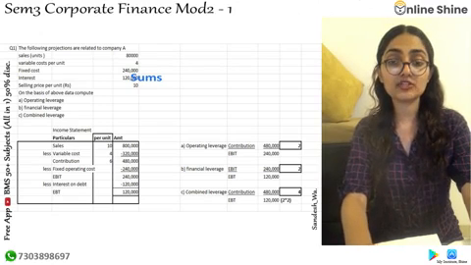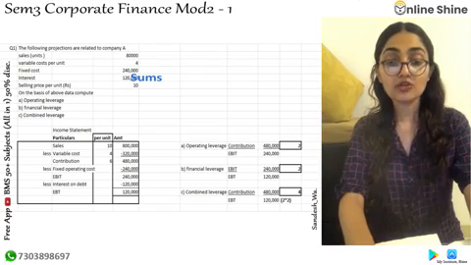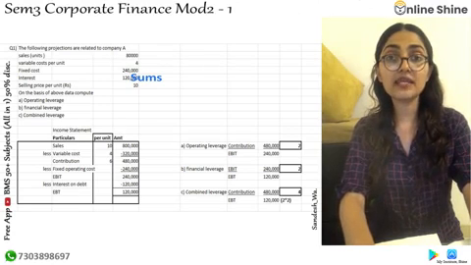Interest on debt will be how much? 1 lakh. Interest on debt is 1,20,000, which is again already given in your question. So minus it, you will get earning before tax.